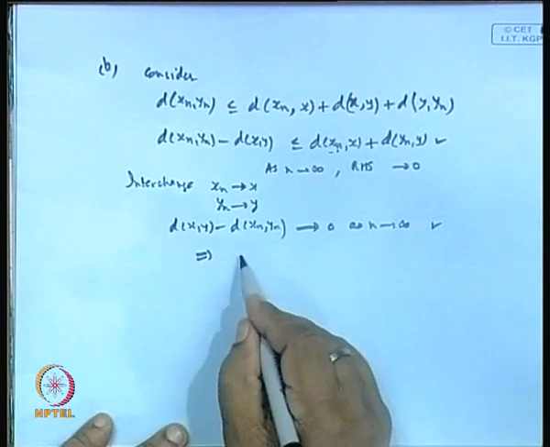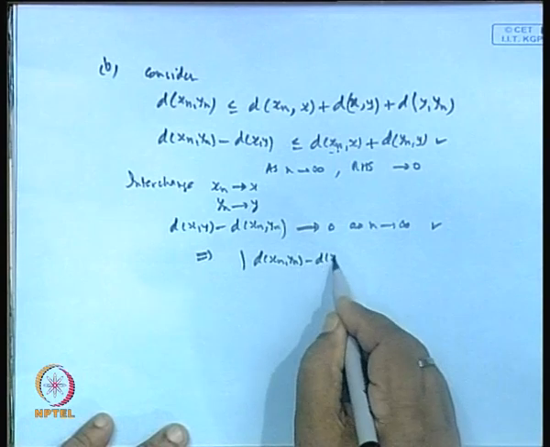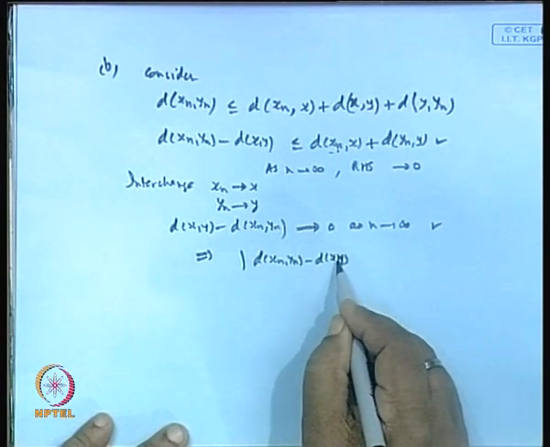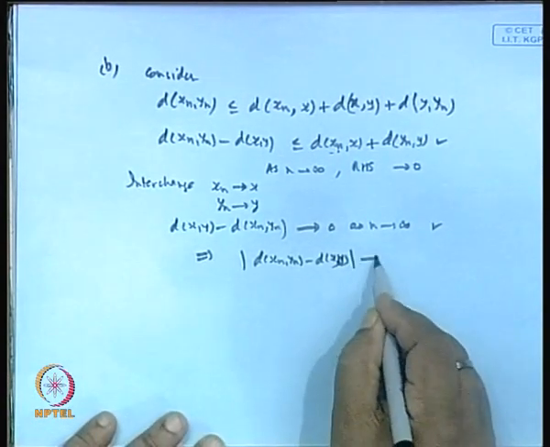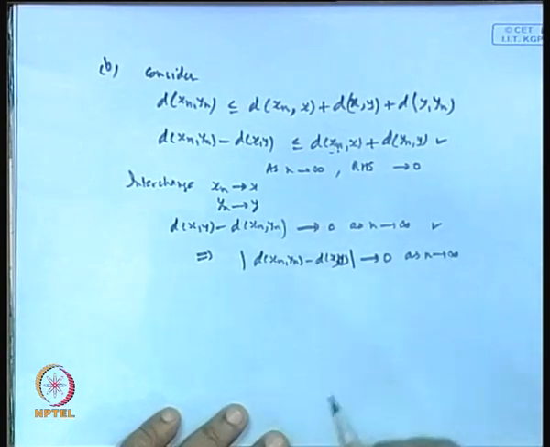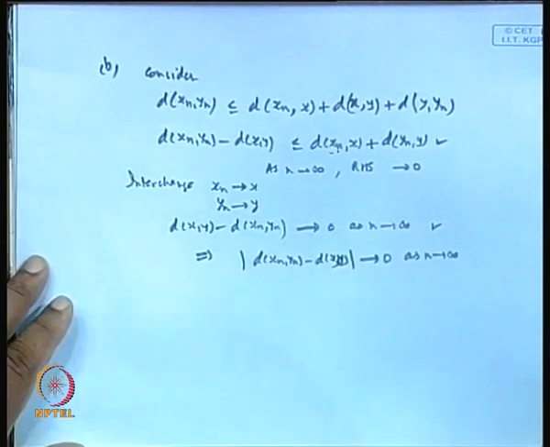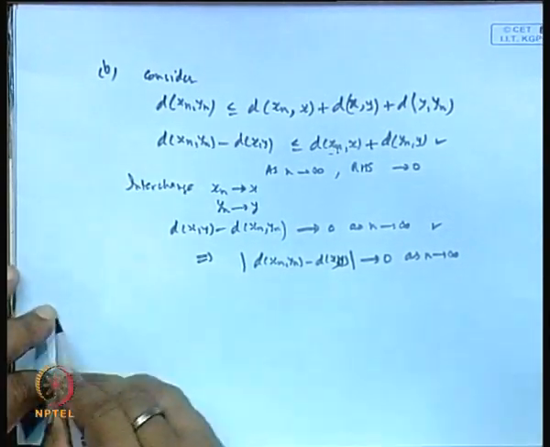This implies the modulus of d of x n y n minus d of x y will go to 0 as n tends to infinity. Okay? And that is what we wanted to prove. Clear?